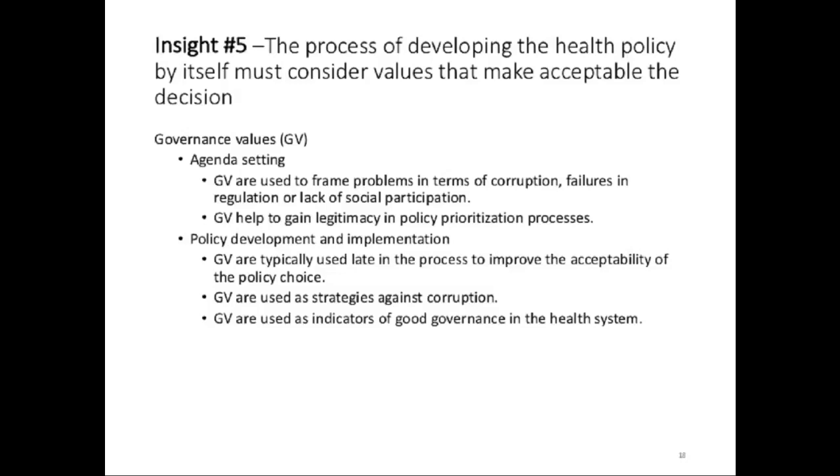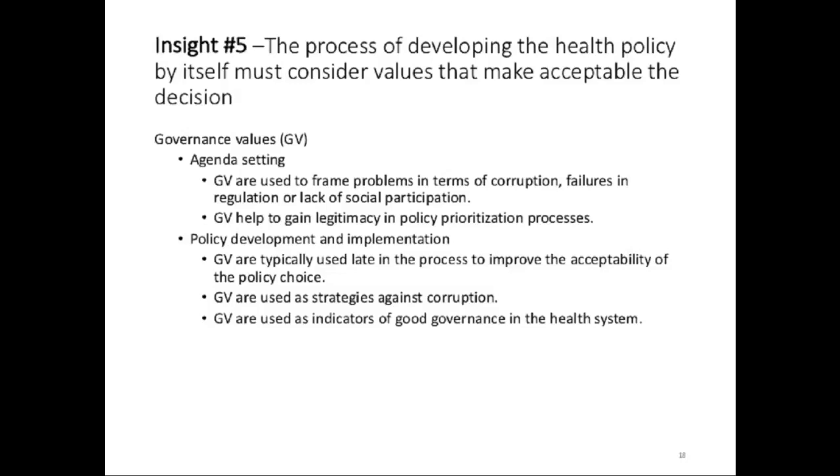So the governance values are those values that guarantee that the policy process is transparent, accountable, that the decision has some kind of governance, that is free of corruption, that considers social participation. So those values are related with the process of the decision. And it's very important that the policymakers consider those values according with the values and preferences of the society, of the citizens, patients, and other stakeholders, and considering the particularities of each country.